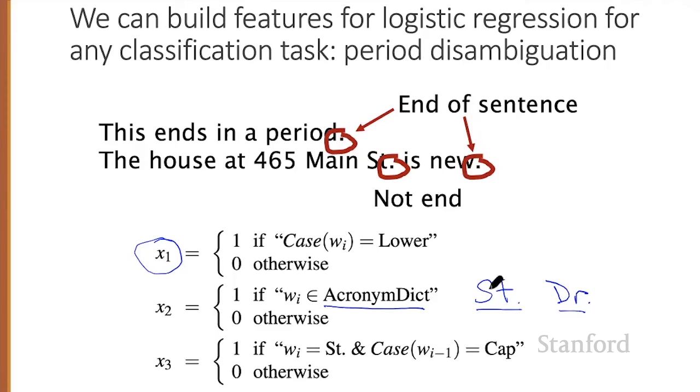And features can express quite complicated combinations of properties. For example, a period following an uppercase word is likely to be an end of sentence. But if the word is st dot and the previous word is capitalized, then it's probably part of a shortening of the word street.